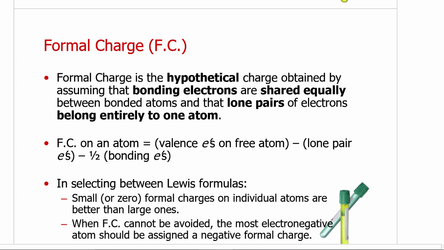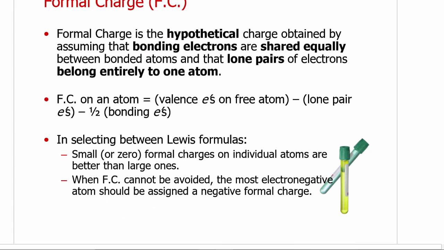So now, how do we optimize them? Well, the way we optimize them is like this. What we say is that small or zero formal charges on individual atoms are better than larger ones. So if we calculate a formal charge, we try to stay as close to 0 as we can. So we'll have integer values like 0 or -1 or +1 or -2, +2, and so on. We want to get them as close to 0 as possible. But at some point, and this is particularly the case if we have a polyatomic ion, sometimes we cannot avoid formal charges. That is, they have to have a formal charge of something.